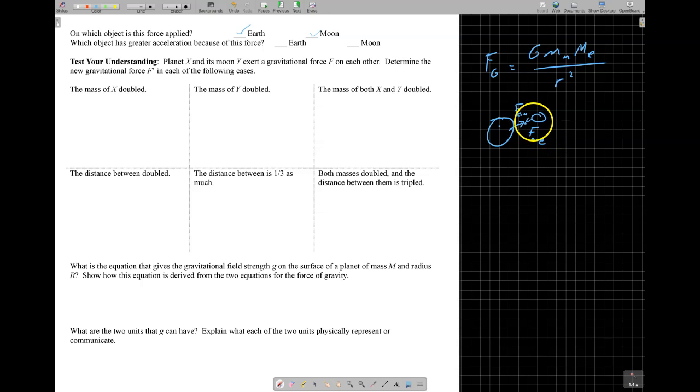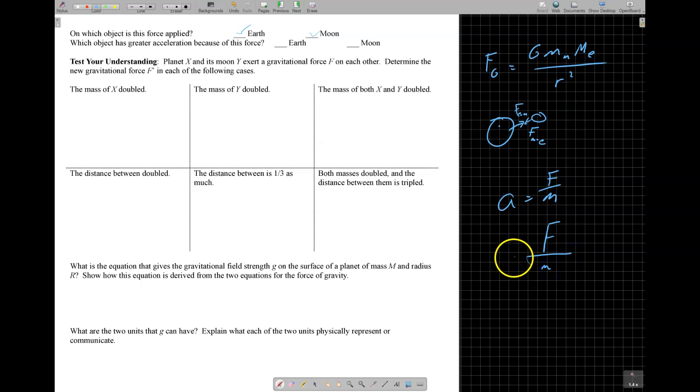So while the Earth is pulling the moon inwards, the moon is pulling the Earth outwards. Which object has a greater acceleration? We know that acceleration equals force over mass. So we're trying to figure out which one has a greater acceleration. The forces are the same, so what's happening to the mass?